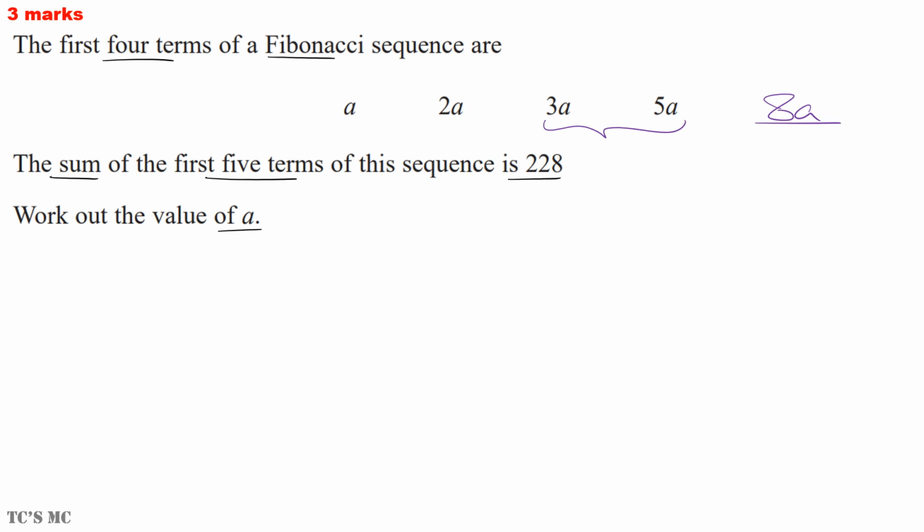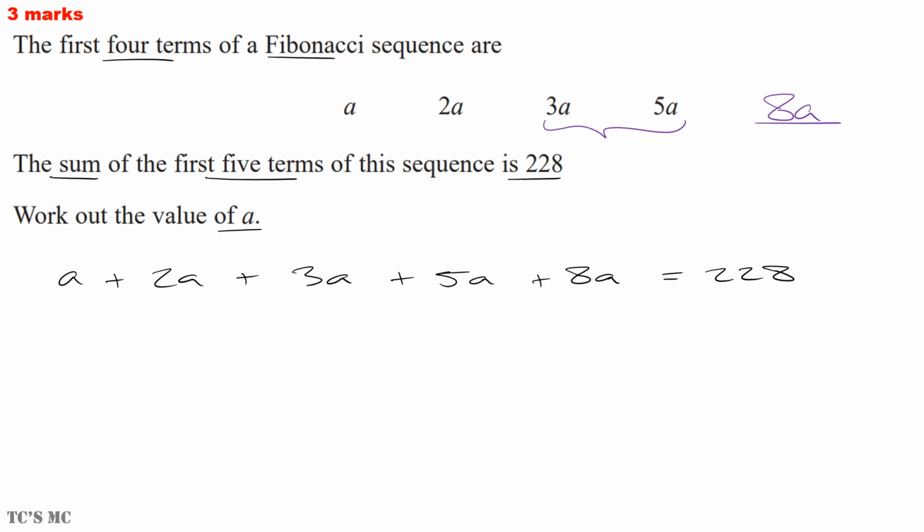The sum of the first 5 terms is then a, add 2a, add 3a, add 5a, add 8a. We are told this equals 228. This is our second mark.